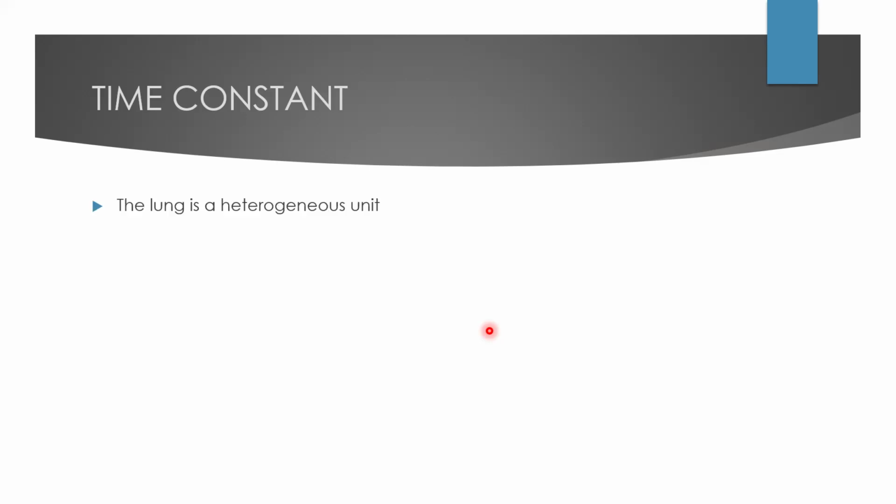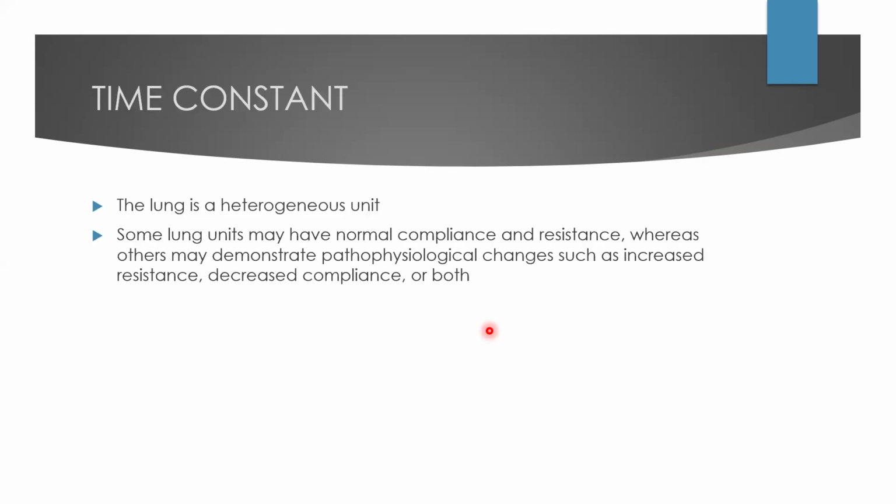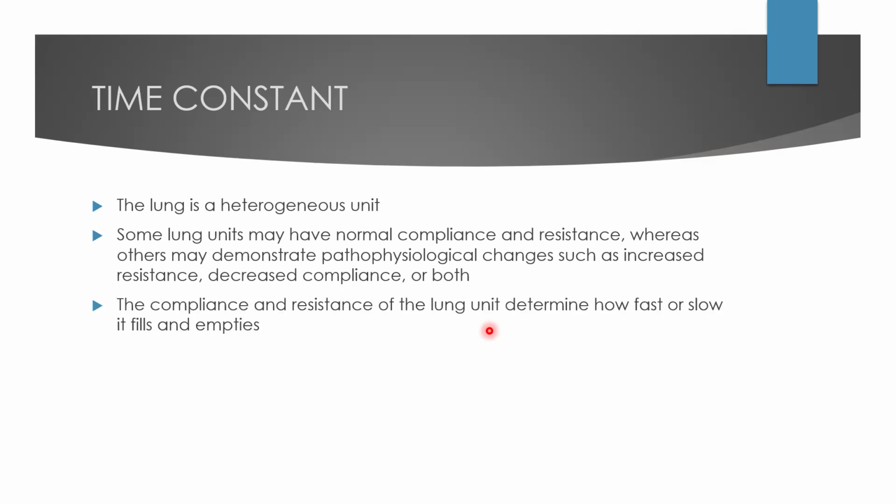So we know that the lung is a heterogeneous unit. That means that no two alveoli have the same properties. Some lung units may have normal compliance and resistance, whereas others demonstrate pathophysiological changes such as increased resistance or decreased compliance, or both. The compliance and resistance of the lung unit determine how fast or slow it fills and empties. So the more the time constant, the slower the filling and emptying.